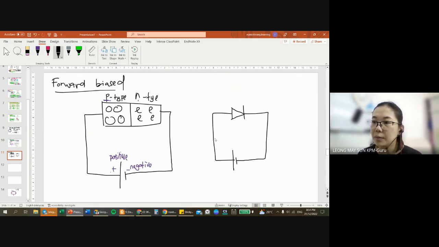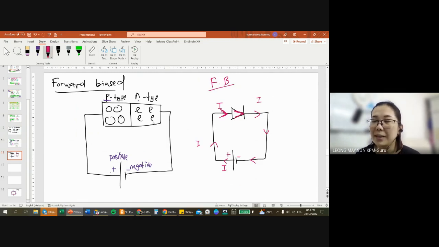All right. So how do we identify whether it is positive or negative? Very simple. The long one at the battery is positive, the shorter one is negative. Current will flow from the positive terminal towards the negative terminal. So if the direction of the current is the same direction as the diode, then the current can flow. So this is actually forward bias. Current direction the same as the diode direction is called forward bias.